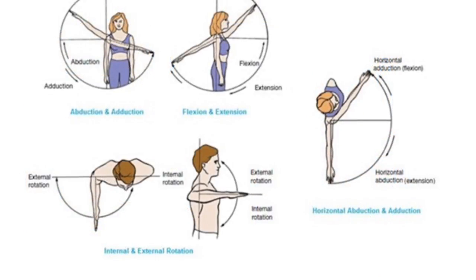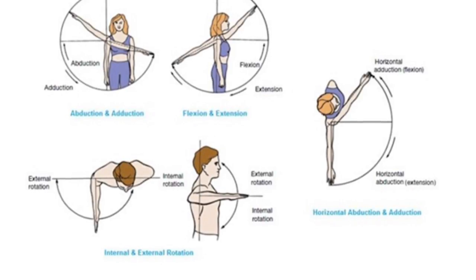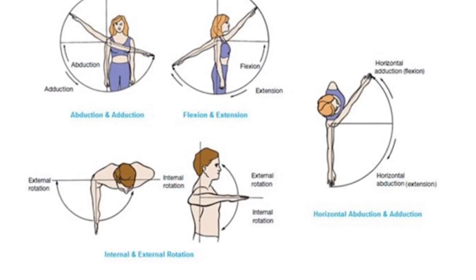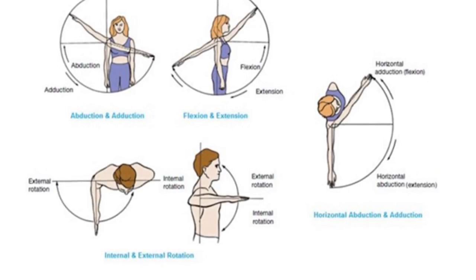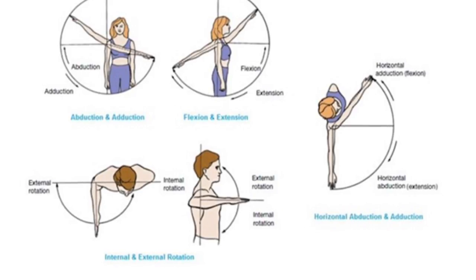Now, let's discuss internal and medial rotation. This is rotation of the humerus on the glenoid in a medial direction. This action is produced by contraction of the subscapularis, the pectoralis major, the latissimus dorsi, the teres major, and anterior deltoid.